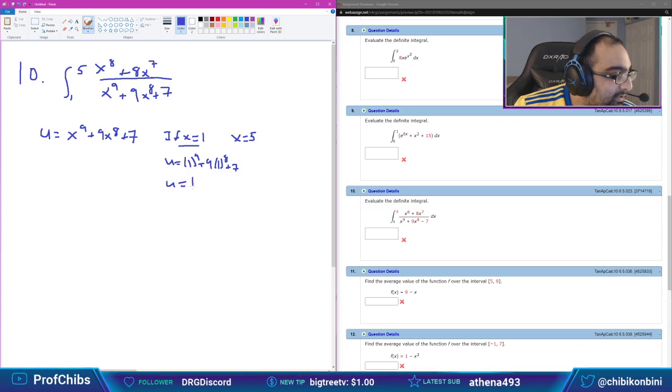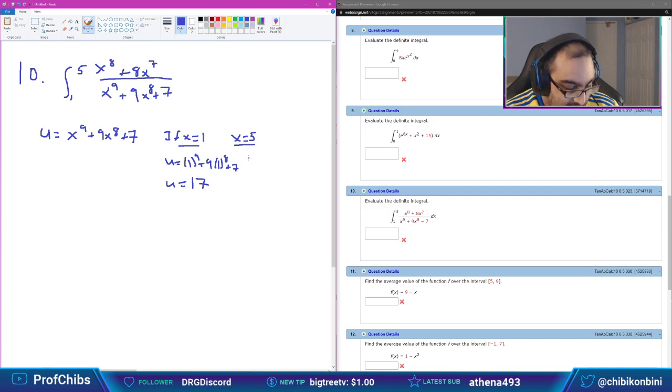So u here is equal to 17. Let's take a look at 5. This is why this method may not be the best. You have 5 to the 9th plus 9 times 5 to the 8th plus 7. It's a pretty large number, I ain't gonna lie. Very large number. We're gonna do it anyway.